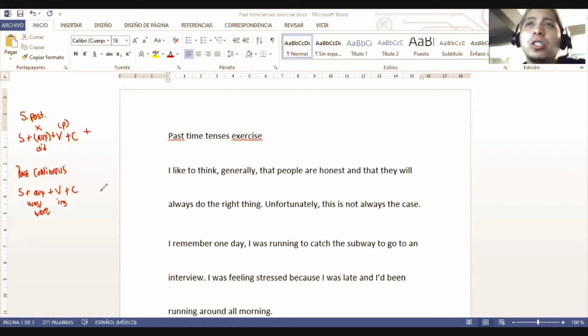And the past continuous is normally used to speak about the context of a story that is happening in the past. It's not the main point of the story, it's just something around the story, something that happened at around the same time, something that was interrupted. It's just the context of the story, okay?